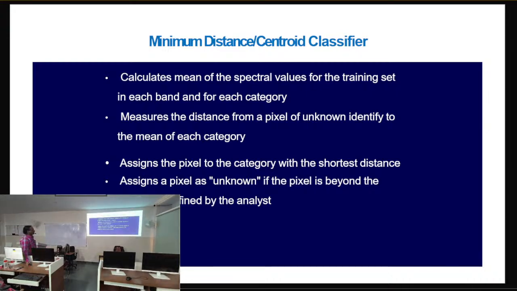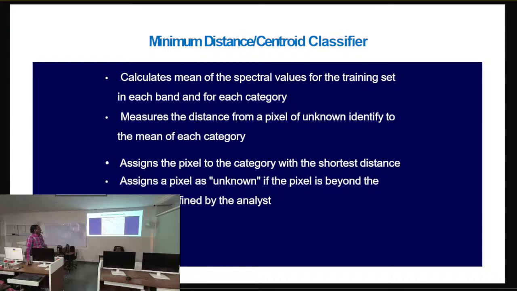And then when you have the minimum distance classifier, it calculates the mean of the spectral values in each band and for each category. It measures the distance from a pixel of unknown identity to the mean of each category and assigns the pixel to the category with the shortest distance. And it labels the pixel unknown if the pixel is beyond the distance defined by the analyst. So I also will be defining, let us suppose, a certain distance. If it is within this distance, you put it into this, and if it is beyond that distance, it will classify it as an unknown pixel.